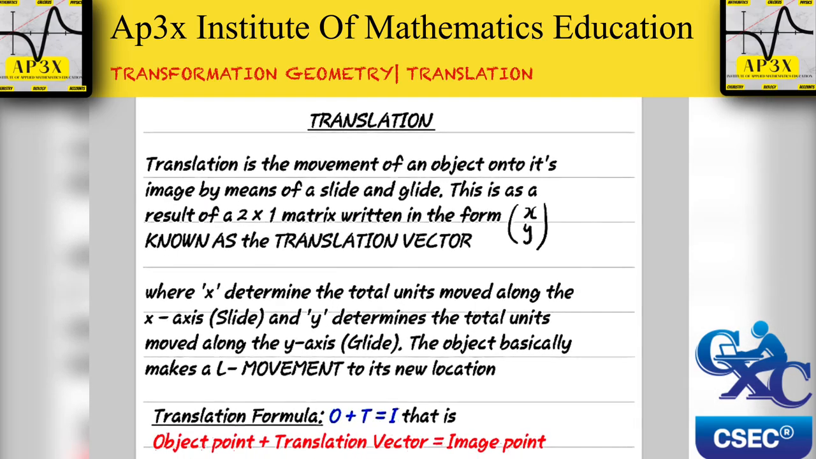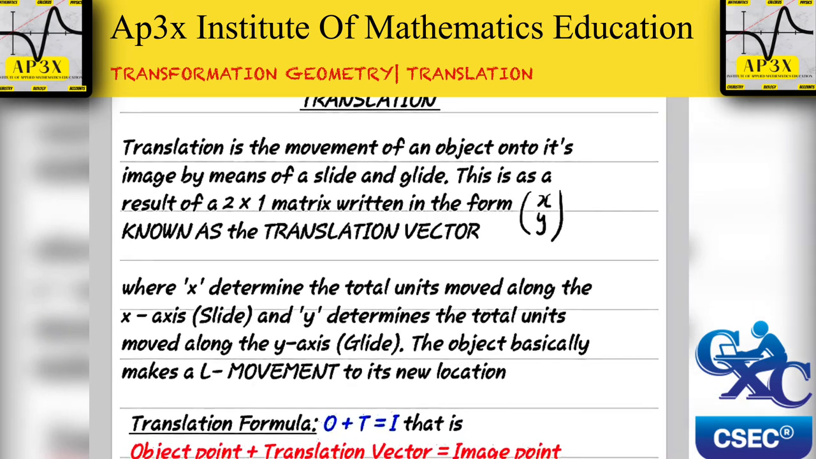Now, for this particular video, we're taking on the topic of translation. By definition, translation is the movement of an object onto its image by means of a slide and a glide. So it's a combination of the two. What usually happens is that the object is going to slide along the x-axis, and after sliding along the x-axis, it's going to then glide along the y-axis.